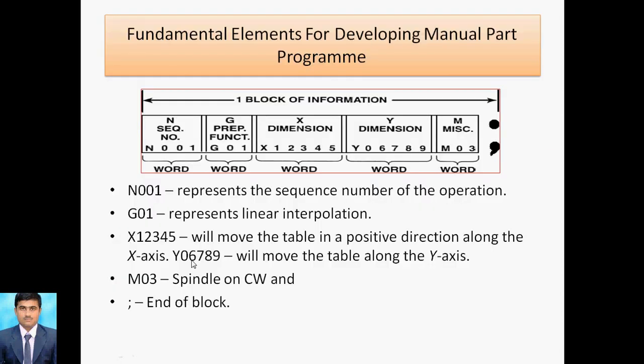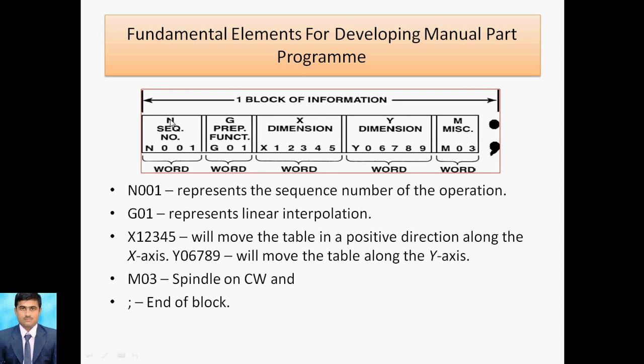Now in connection with this, N001 represents the sequence of operation, G01 is called the preparatory function. This is regarding linear interpolation. The next, X12345, should be in the positive direction along the x-axis, and Y06789 is regarding the table movement along the y-axis. So this is regarding the fundamental elements. Next, M03, we are indicating a miscellaneous function, so the spindle should rotate clockwise or anti-clockwise. So this is the scenario for the structure.